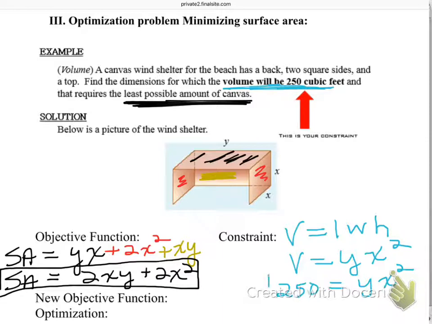Now, that's my constraint, but we're going to use the constraint to eliminate one of my variables. I think the easiest thing is to eliminate the y. So it looks to me like your y is going to equal 250 divided by x squared. And we're going to replace this y over here to make our new objective function, which we'll do on the next page.